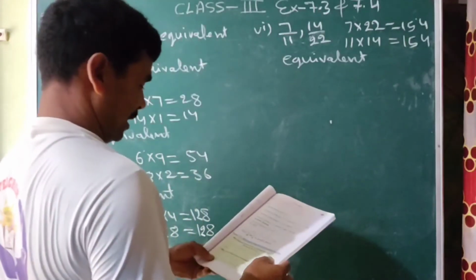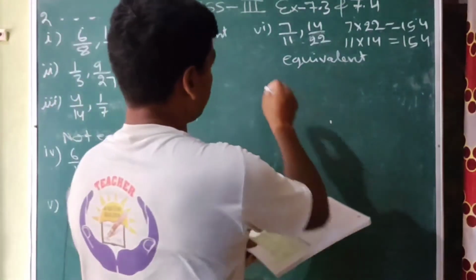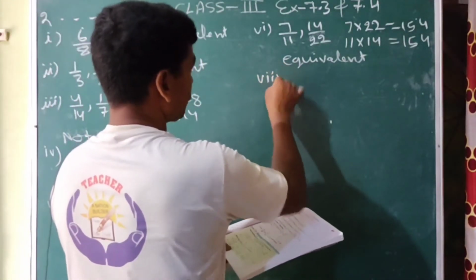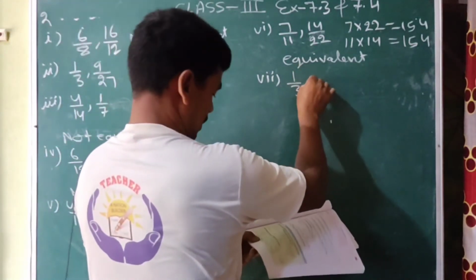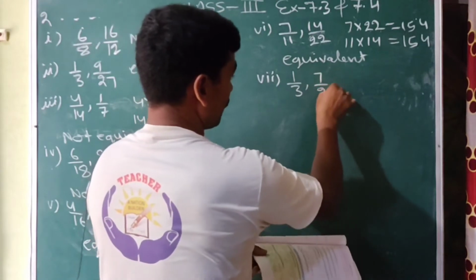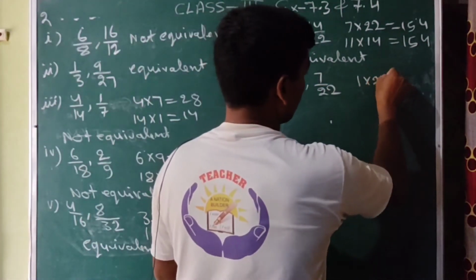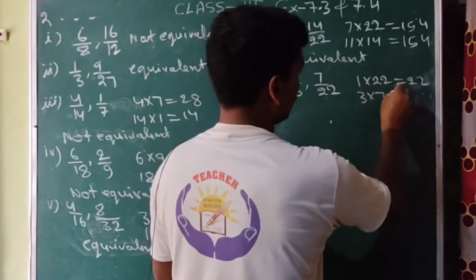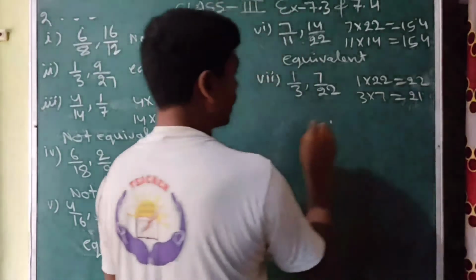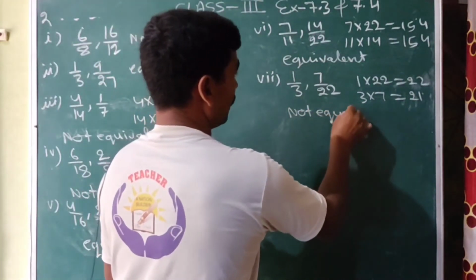Equivalent. And then seventh part, that is 1 upon 3, 7 upon 22. So 1 into 22 is equal to 22, and then 3 into 7 is equal to 21. Both are not the same, so not equivalent.